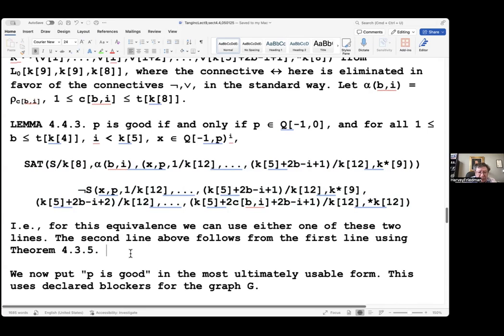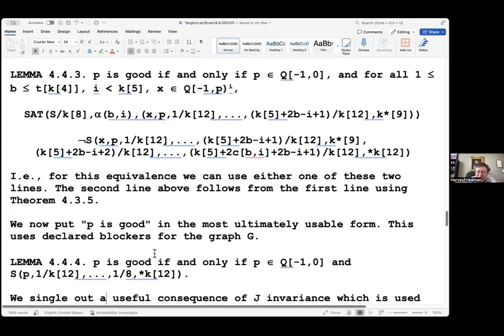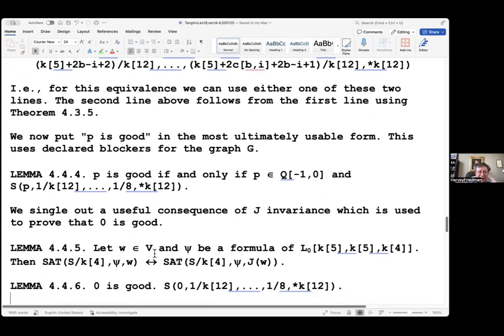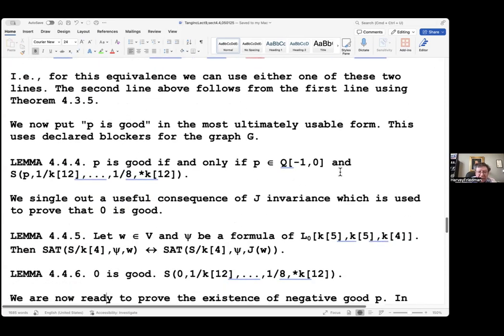So this is a very good definition of P is good. We've now got it to a negated, ugly negated formula. But now we use the fact that the graph G was cleverly constructed, anticipating its need, and we put it in a nice form. P is good if and only if P is non-negative and S of all the way up to 1/8. Okay.